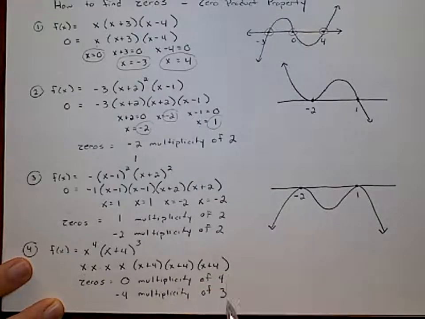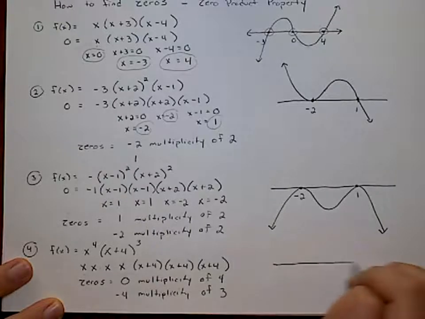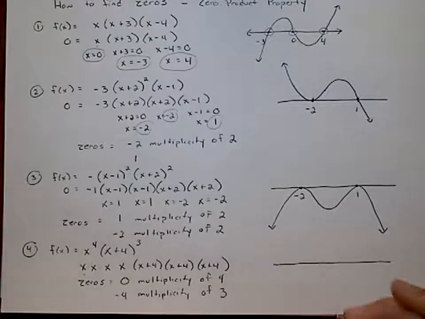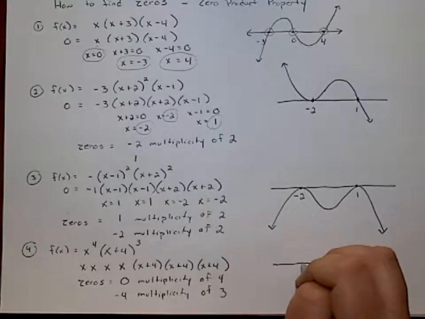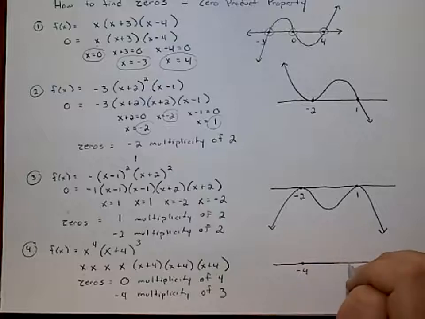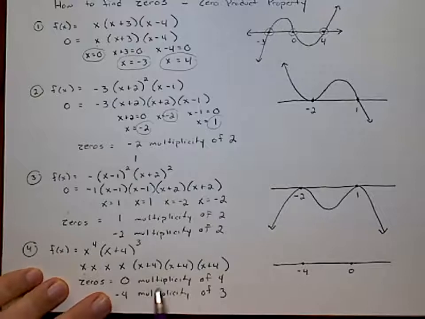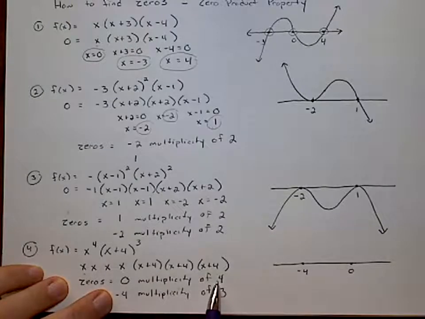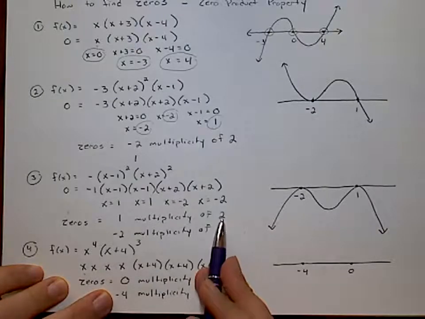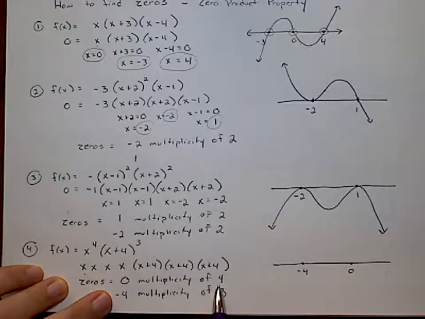Now, here's some new multiplicities. We have a multiplicity of 4 and a multiplicity of 3. Let's see what happens here. So we have something happening at negative 4 and something happening at 0. Now, a multiplicity of 4 acts the same way as a multiplicity of 2. So even multiplicities, and I'll give you this on the next page, right? Even multiplicities bounce off, while odd multiplicities go through.